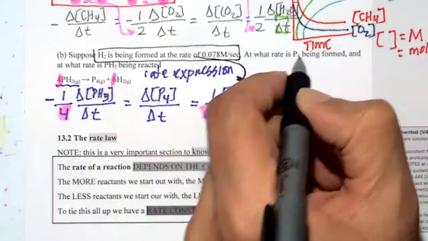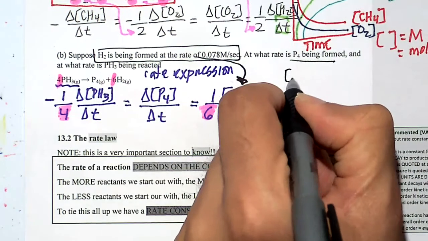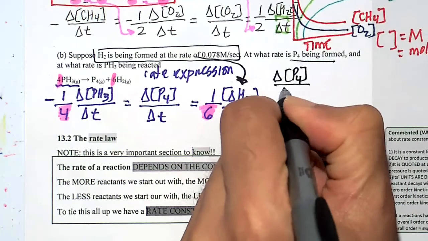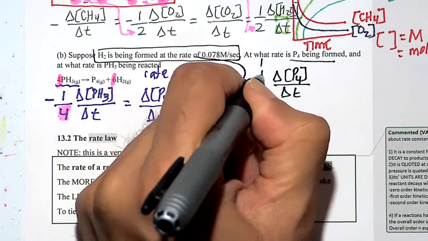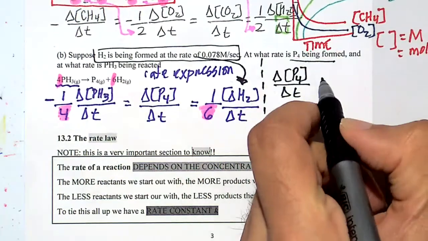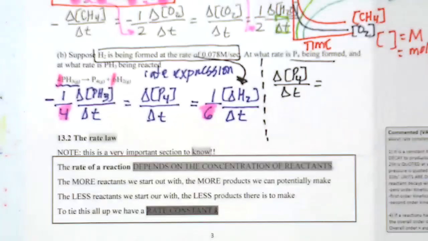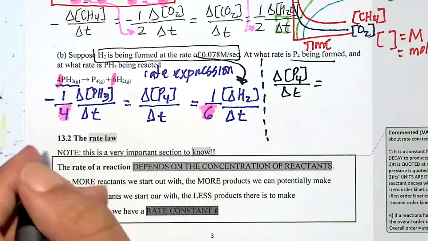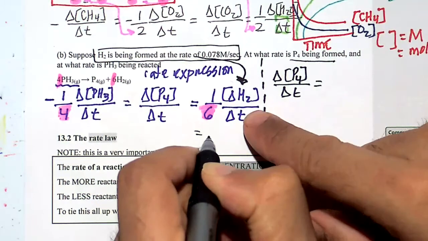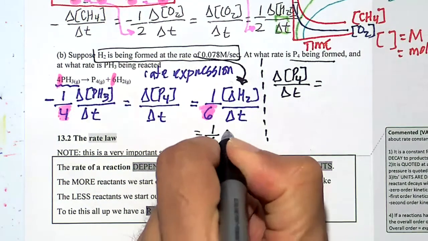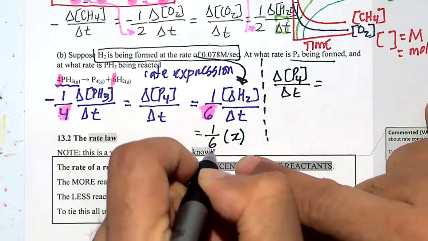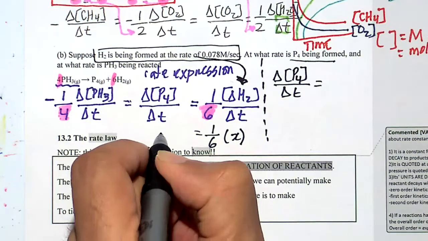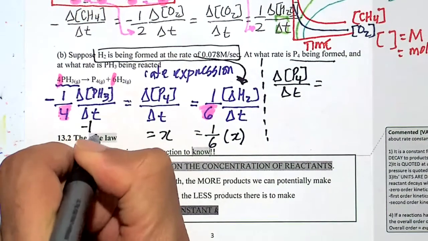All right, so at what rate is P4 being formed? So the rate of change of the concentration of P4 over time is going to equal to, okay, let me explain it to you this way. If this is the rate of change, I'll call it X. It will be 1/6 X. This has no stoichiometry, it has no coefficient, so we'll call this X. And this is equal to 1/4 X.